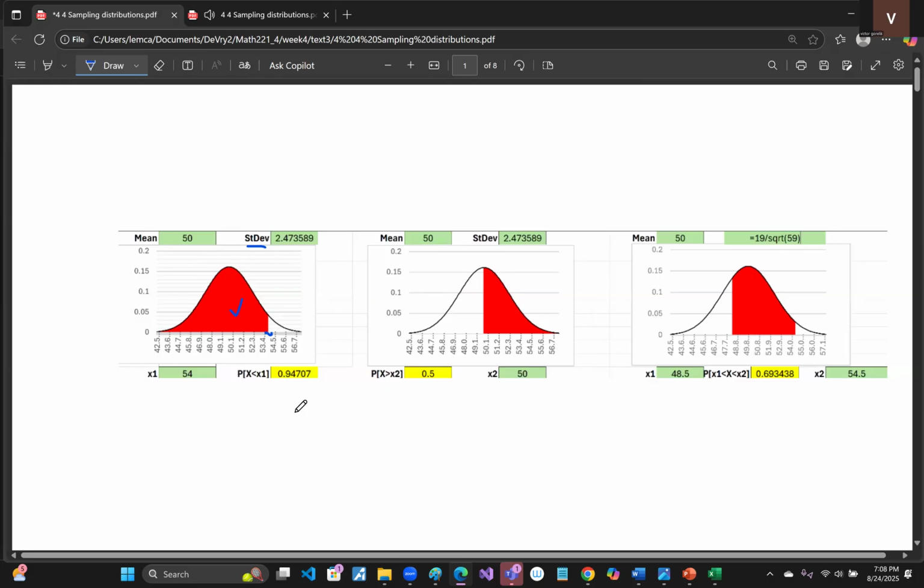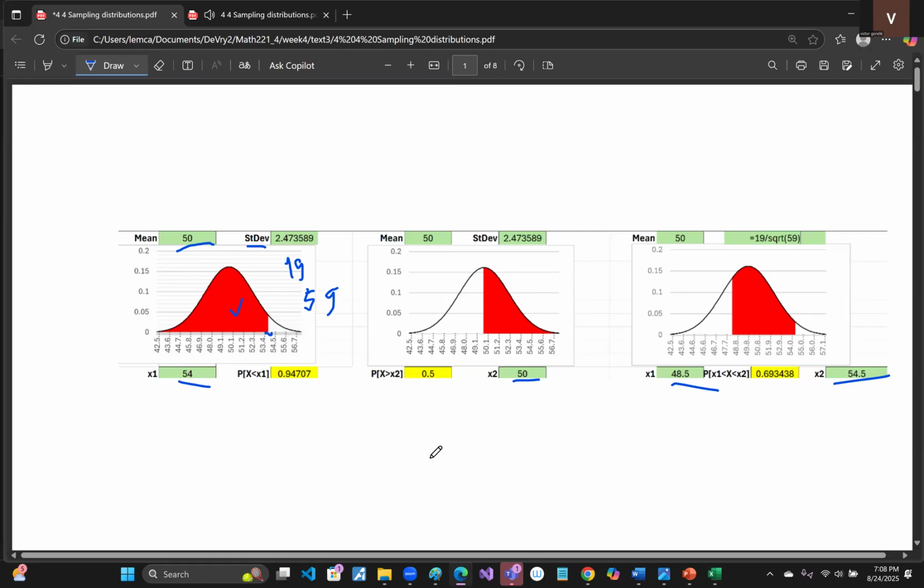A population has a mean of 50 and a standard deviation of 19. If a random sample of size 59 is taken, what is the probability that the sample mean is: A. Greater than 50. B. Less than 54. C. Between 48.5 and 54.5. The endpoints are given and you are required to find the area/probability here.